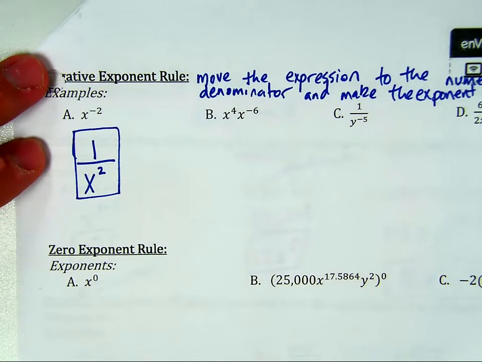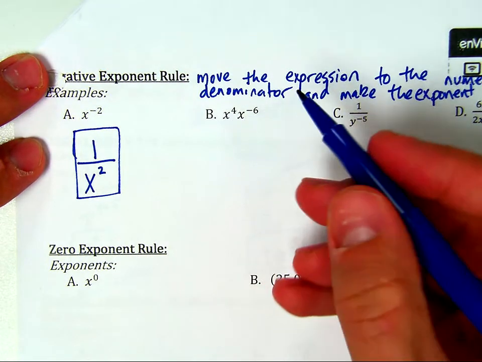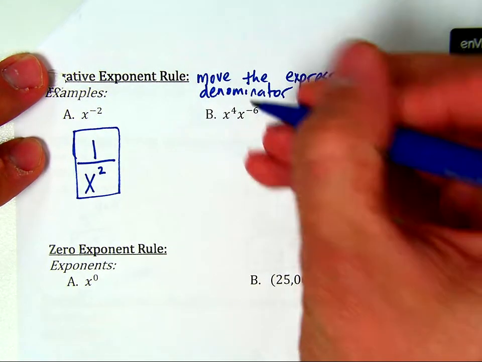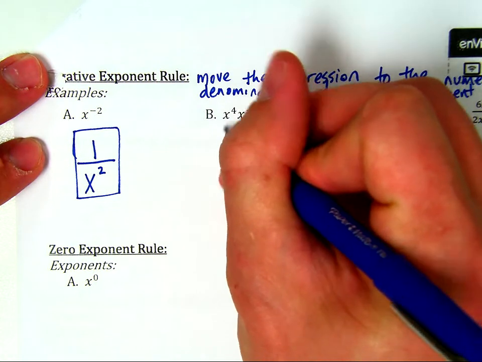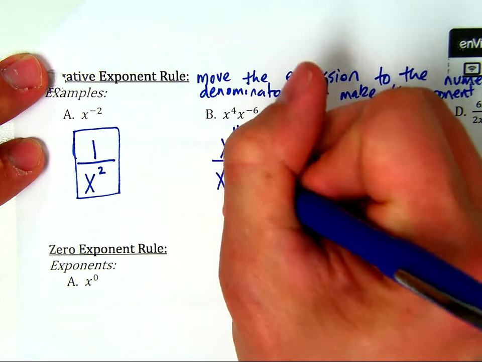Okay. All right, for b, x to the fourth, x to the negative 6. Same thing. I'm going to keep the x to the fourth, it is positive, so we don't do anything with that. X to the sixth we can move down below.